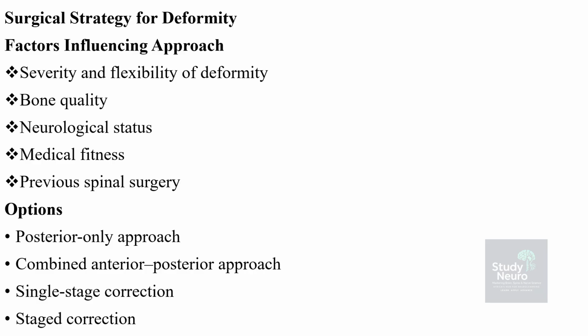The surgical strategy for correcting spinal deformity in ankylosing spondylitis depends on several patient-specific factors. The severity and flexibility of the deformity are important, while bone quality and neurological status also influence the safety and choice of procedure. Medical fitness and any previous spinal surgery must also be considered, because these factors can affect both surgical risk and the available operative options. Careful planning is essential.